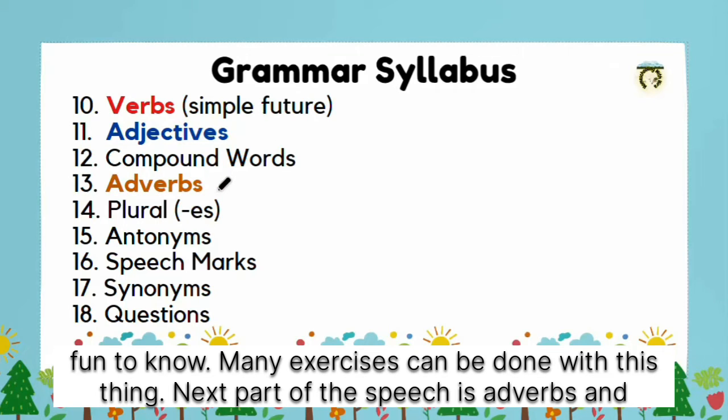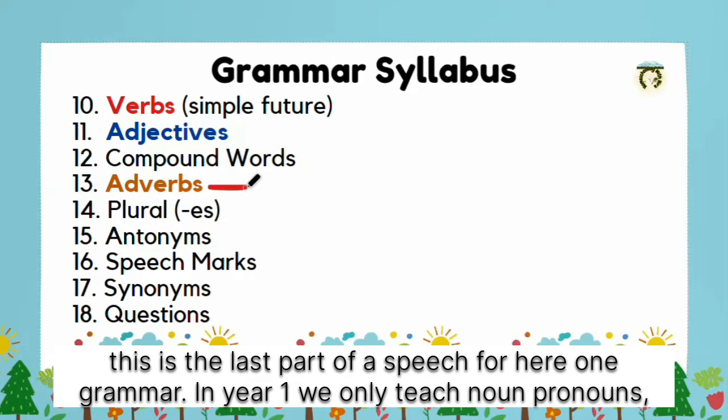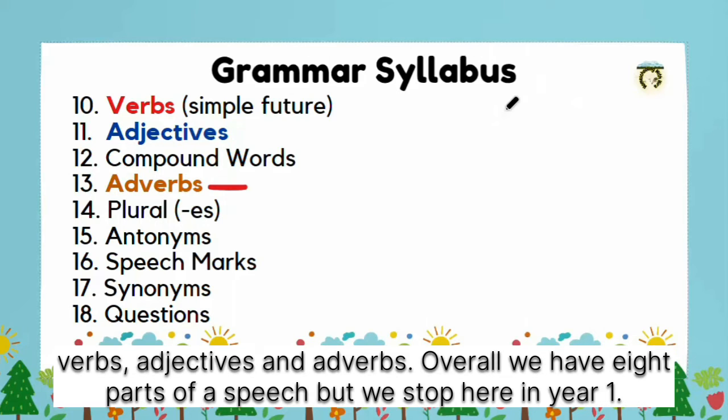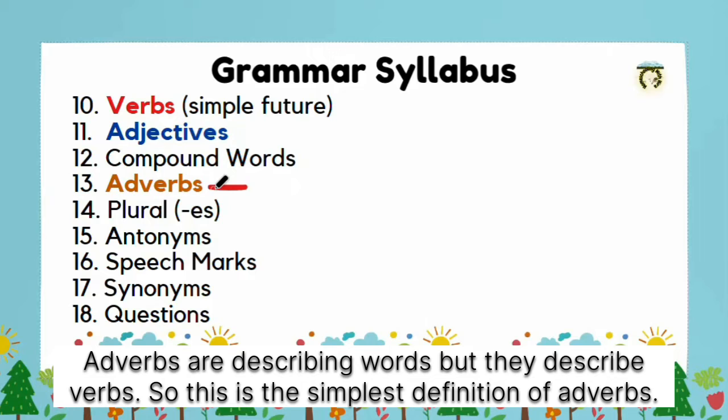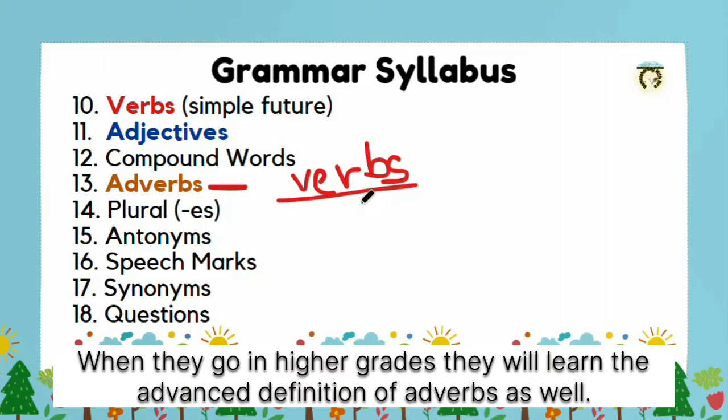The next part of speech is adverbs, and this is the last part of speech for year 1 grammar. In year 1, we only teach nouns, pronouns, verbs, adjectives, and adverbs. Overall, we have 8 parts of speech, but we stop here in year 1. Adverbs are describing words, but they describe verbs. This is the simplest definition of adverbs. When they go to higher grades, they will learn the advanced definition of adverbs as well.